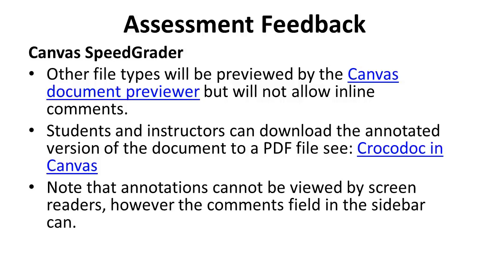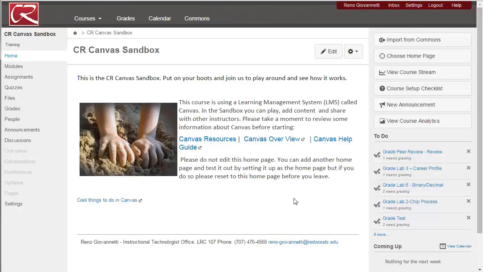Students and instructors can download the annotated version of the documents to a PDF file, and I've left you a link to some instructions on how you can do that. One other thing to note is that the annotations that you leave in a Word document that go into the PDF file cannot be read by a screen reader. So if you have a student that needs to use a screen reader program, you want to make sure that you either duplicate those comments in the sidebar or just leave the sidebar comments.